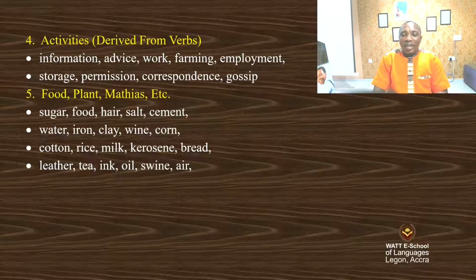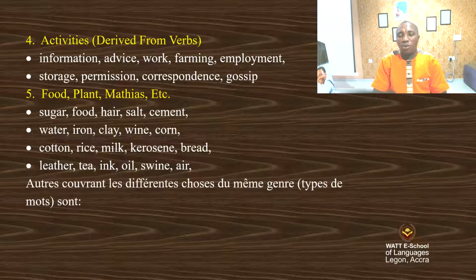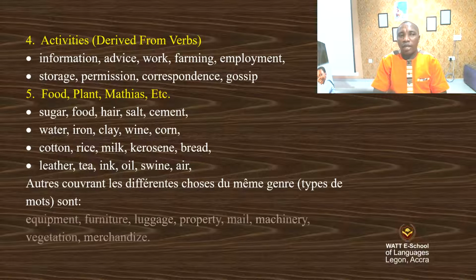And we have other nouns that cover the same gender. So let's quickly have a look at those words that cover the same gender that cannot be counted. We have equipment. We've learned that one. Furniture, luggage, property, maid, machinery, vegetation, merchandise. We have these ones that cannot be counted.